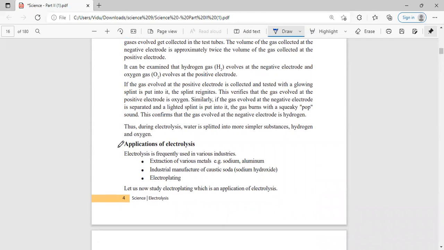Application of electrolysis. Electrolysis is frequently used in various industries. Extraction of metals, examples are sodium and aluminium, industrial manufacture of caustic soda or sodium hydroxide, and also electroplating.